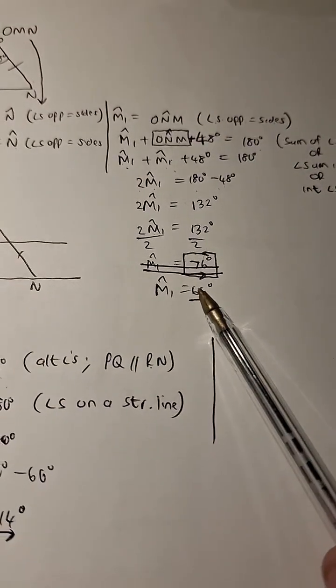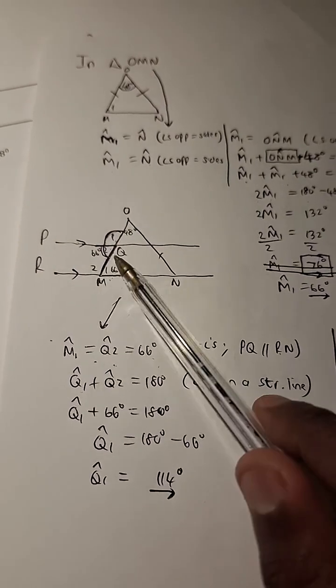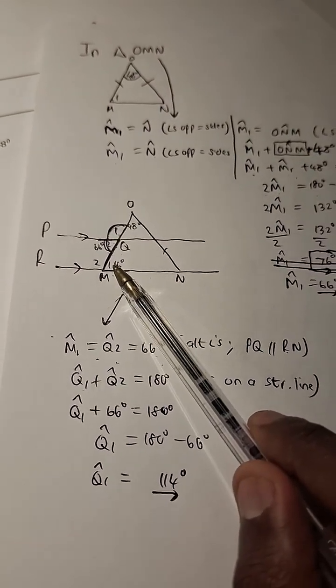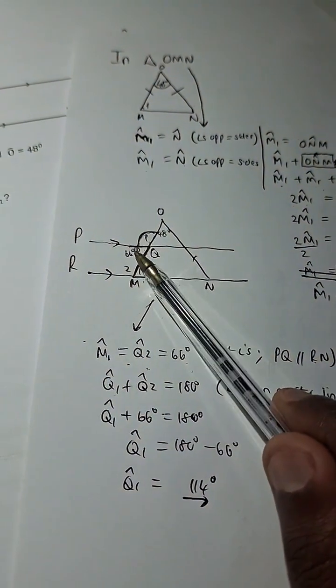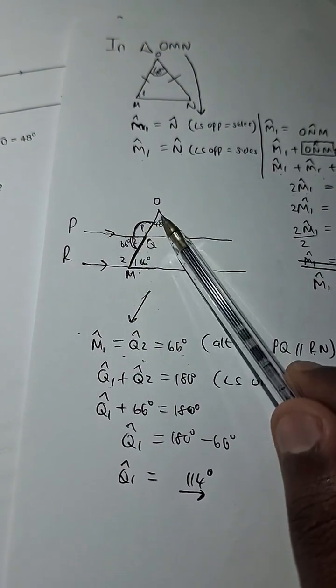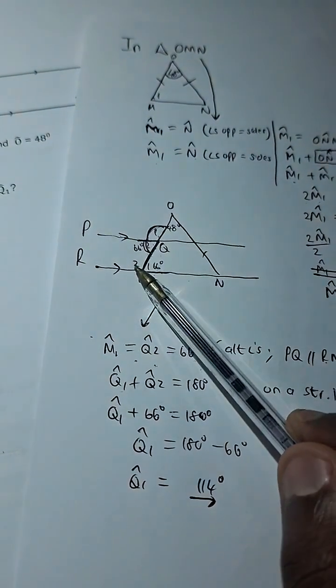But because Zama helped us out, angle M1 is 66 degrees, we were able to then use that 66 degrees, not 76, to then find the alternate angle, angle Q2, and then ultimately our angle Q1, because we can see angles on a straight line. This angle Q1 and angle Q2, they lie on a straight line.